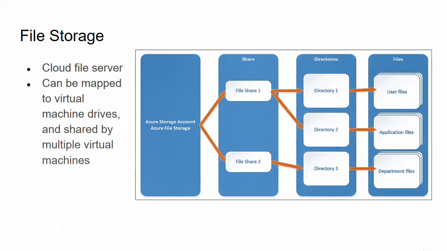File storage in all practical sense is just another file server sitting on top of the Azure infrastructure. In this chart, from right to left, starting with file, you have a lot of files, and all these files are properly placed into some kind of a folder or directory structure, and these directories go to a certain file share. And this file share, you can understand as a file server share.